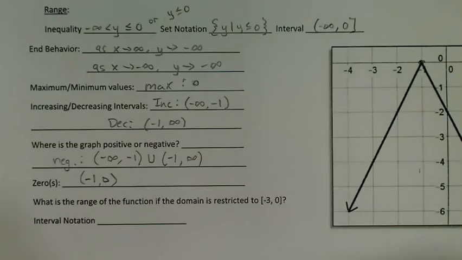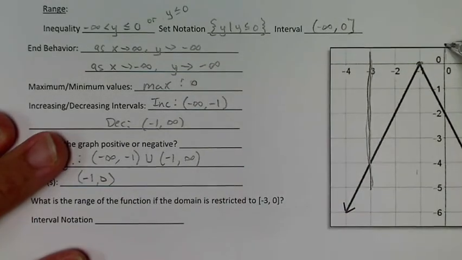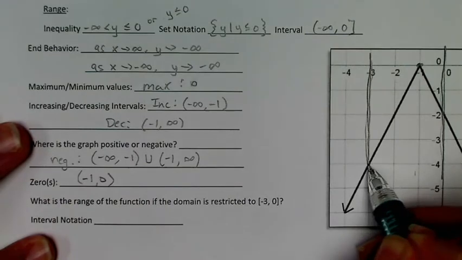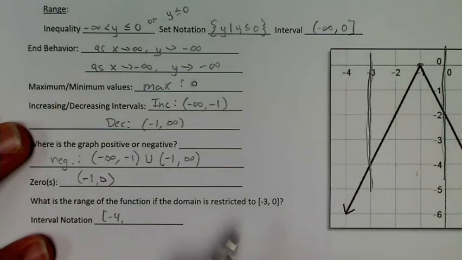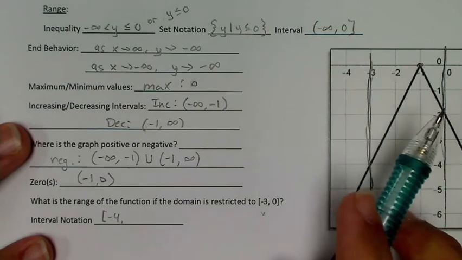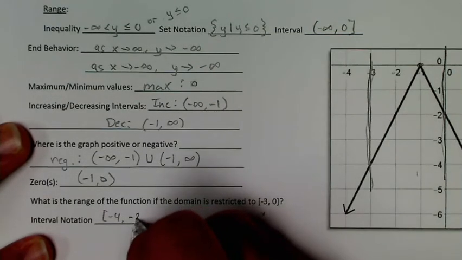Okay. Well, maybe I can do this. What are the y values there? Well, the lowest y value is -4. And it's included because -3 is included in the domain. And then at 0, the y value that corresponds is -2, so it's going to be from -4.